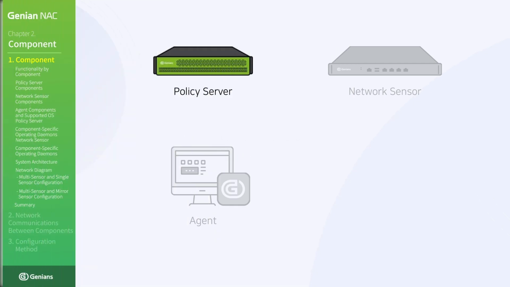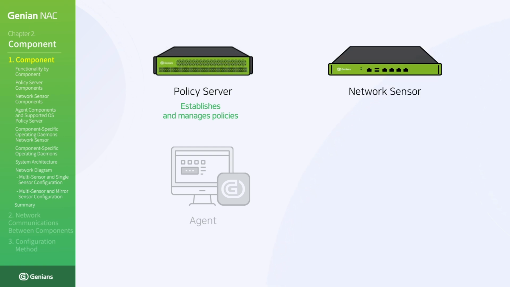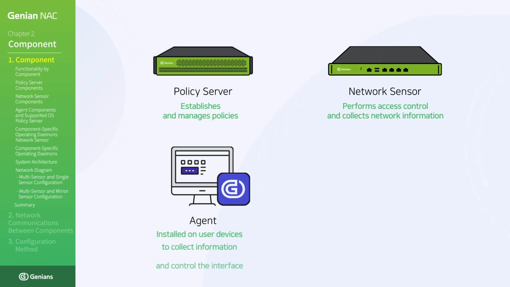Geneon NAC is composed of the following three components. 1. Policy server establishes and manages policies. 2. Network sensor performs access control and collects network information. 3. Agent installed on user devices to collect information and control the interface.